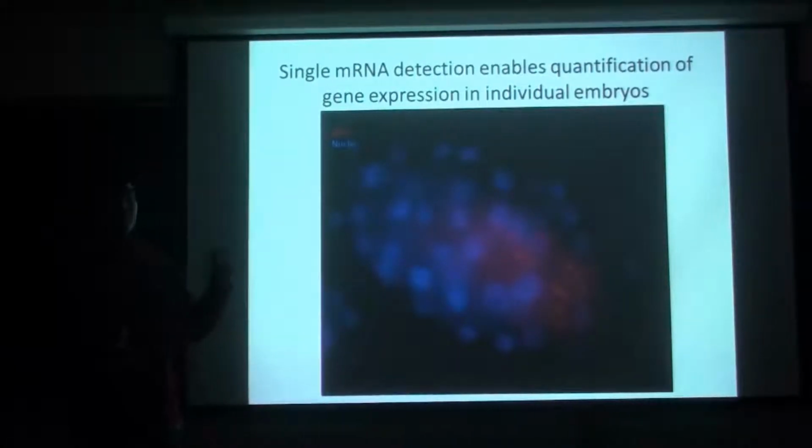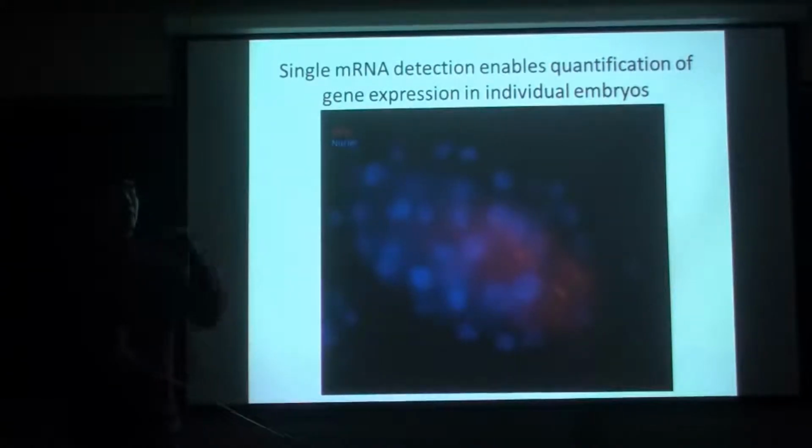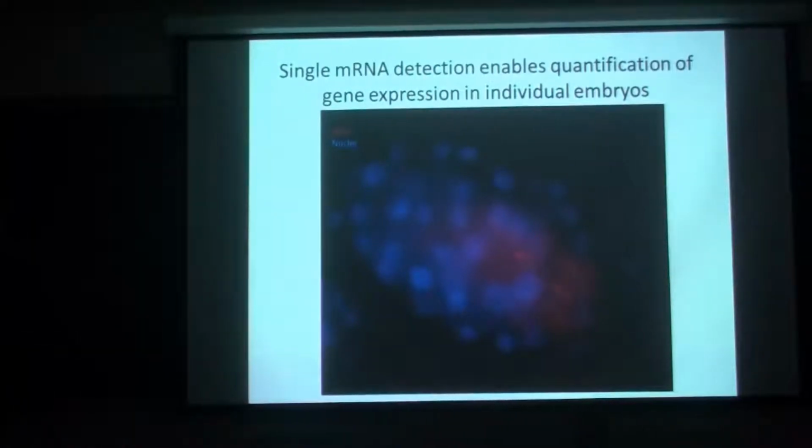Now, blue is the nuclear staining, where the DNA molecules are, and the red spots are single RNA molecules of this gene called ELT2. So when you have that, it means that you have an intestine cell that is properly activated.